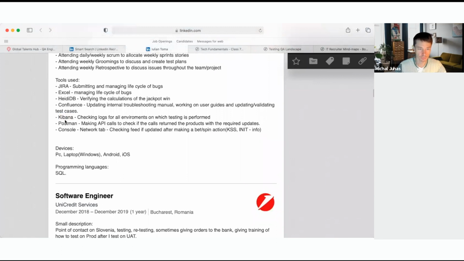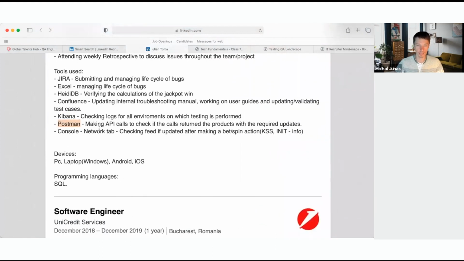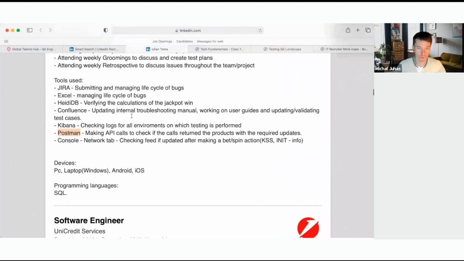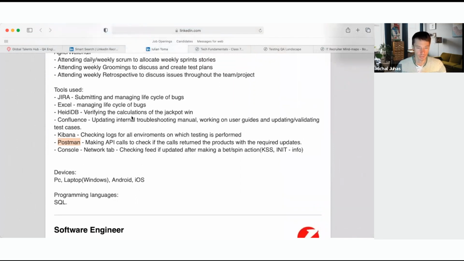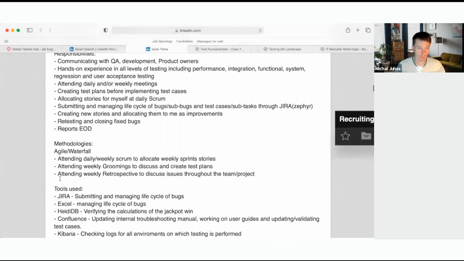Also Postman, right? So these are some of the common tools when it comes to testing. This is also what we used 5, 6, 7 years ago. So it's one of these popular tools. He also uses SQL to pull data from the database.